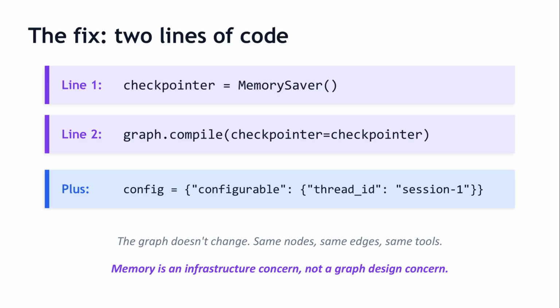Here's the fix, and it's tiny. 2 lines of code. Line 1, create a MemorySaver. That's the checkpointer that saves state. Line 2, pass it to compile. That tells the graph to save state after every step. Then every invoke call includes a config with a thread_ID. That tells LangGraph which conversation to load and save. The graph itself doesn't change at all. Same nodes, same edges, same tools. Memory is an infrastructure concern, not a graph design concern.